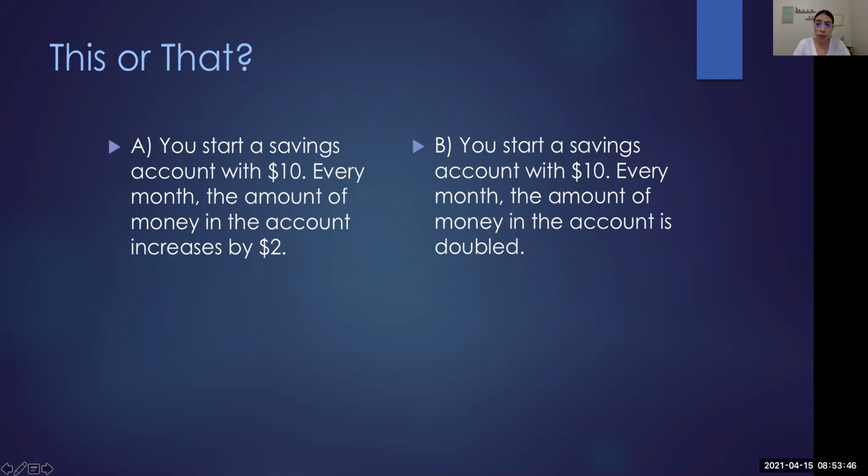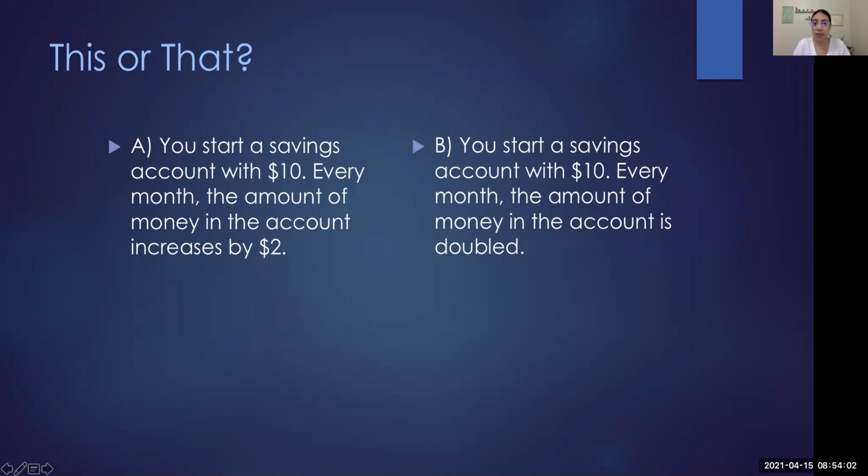So option A for your savings account is that you start a savings account with $10. Every month, the amount of money in the account increases by $2. So that's the first option for a savings account. Would you want to have that savings account?